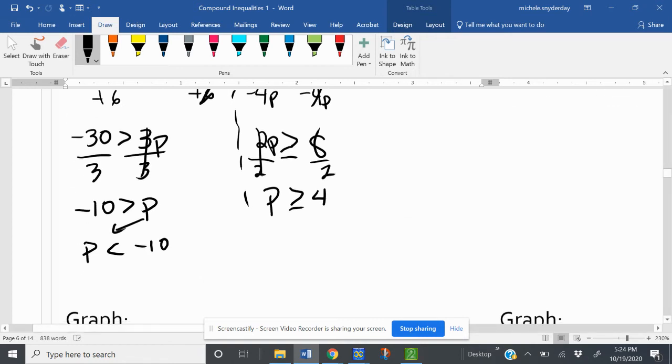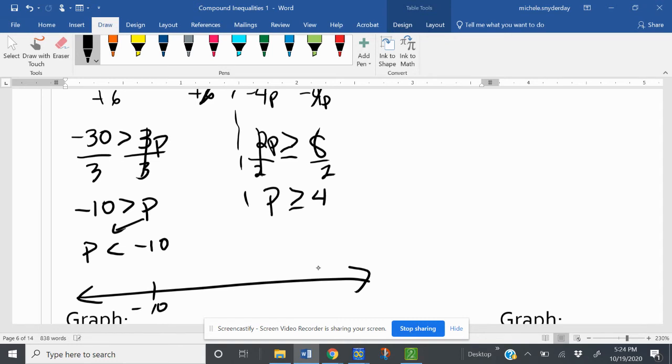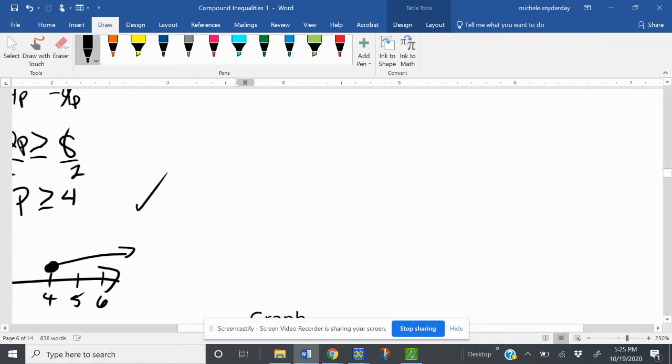So on this one, our 2 most important points are -10 and +4 and 0 somewhere in the middle. P is less than -10, so less than is just an open dot and going towards the more negative numbers like -11. P is greater than or equal to 4. The equal to part says it's a filled in dot, and greater than means it's going towards the larger numbers like 5 and 6. And this is a normal one. They are separated. They are going opposite directions. So we did a great job.